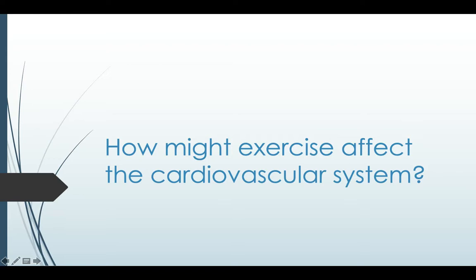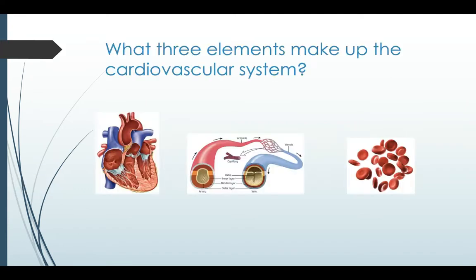Right guys, so we're starting a new unit today, which is unit 2.2, and we're going to be looking at the structure and function of the cardiovascular system. First thing that we need to know is what elements make up the cardiovascular system. So there are three of them. First one is the heart, really important structure. Second, blood vessels, so arteries, capillaries and veins, and blood.